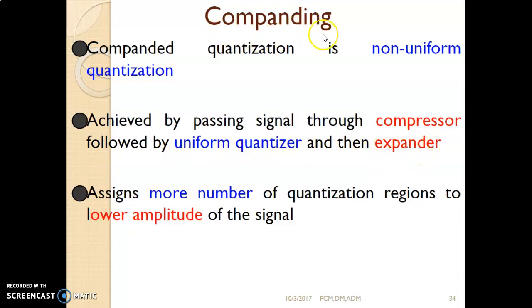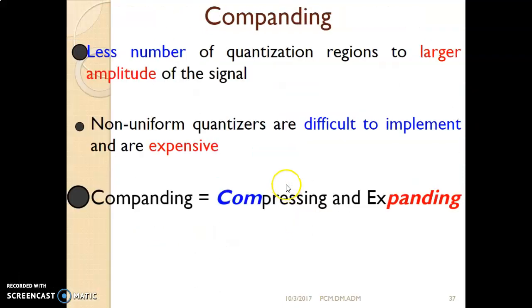So the companding consists of three blocks. One is called the compressor, another is called the uniform quantizer, and the third is called the expander. So what is the meaning of companding? Companding assigns more quantization regions to lower amplitude signals and fewer quantization regions to larger amplitude signals.